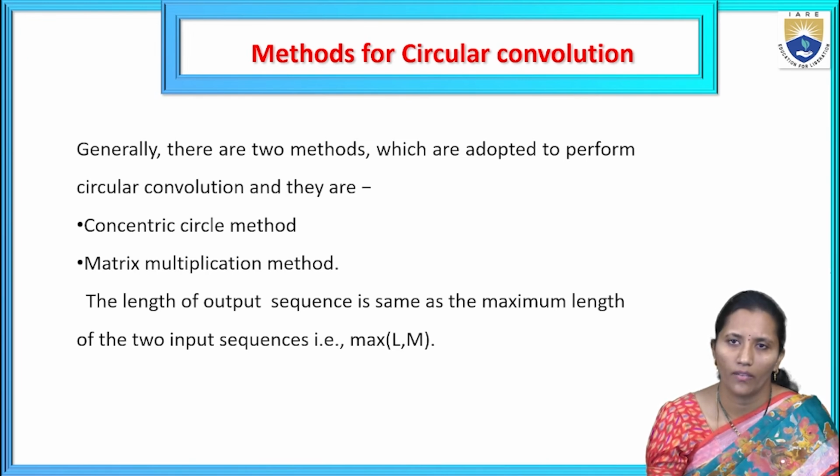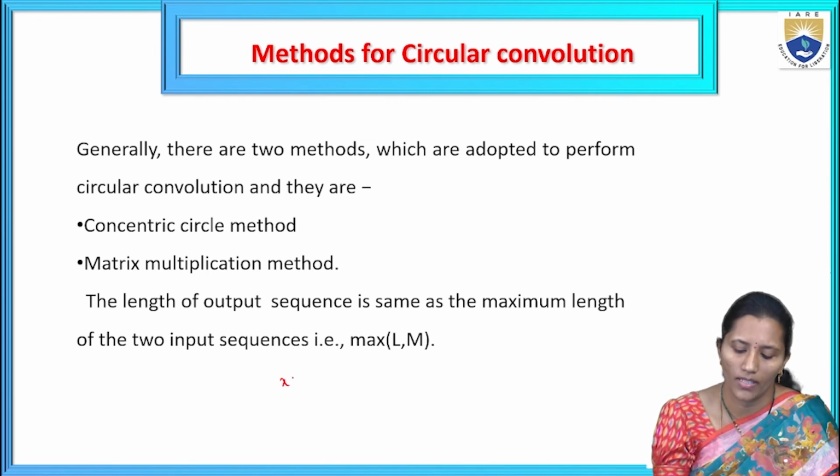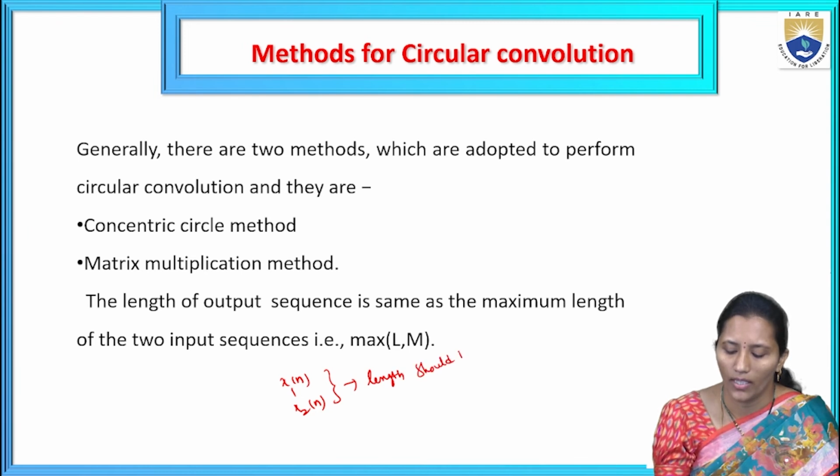But in circular convolution, the lengths of the two sequences, x1 of n and x2 of n, should be equal. The length should be equal. We should remember this one.